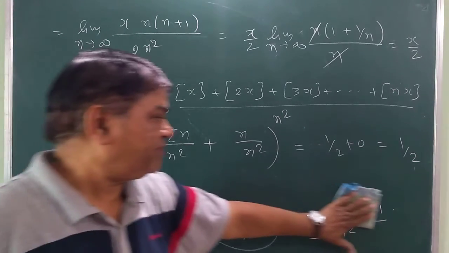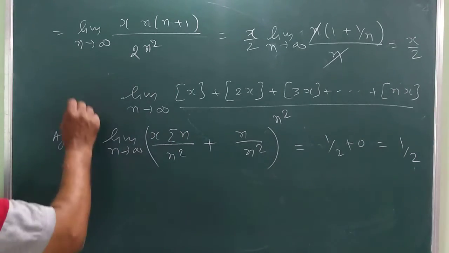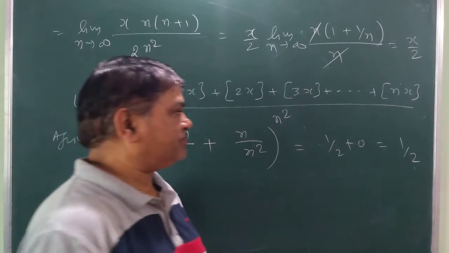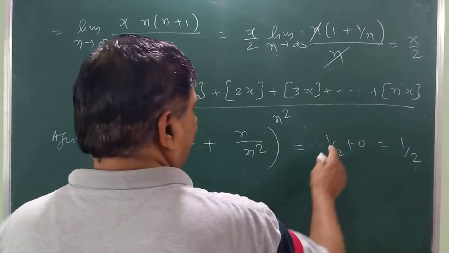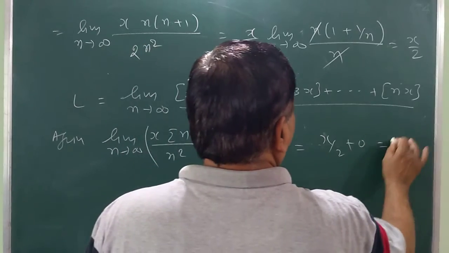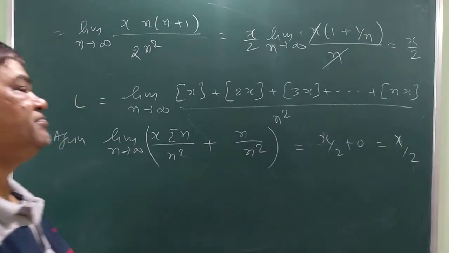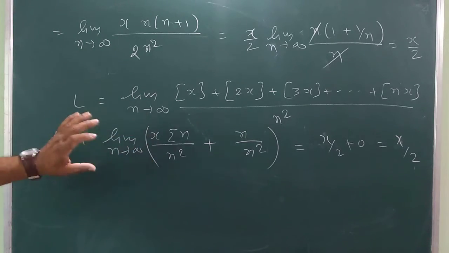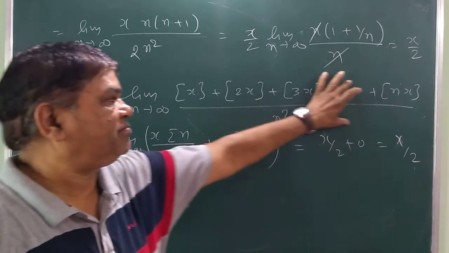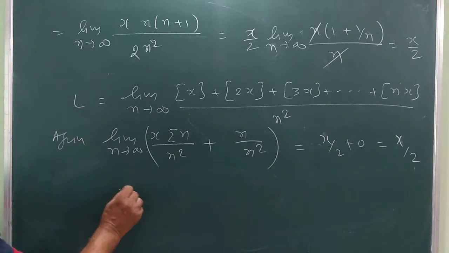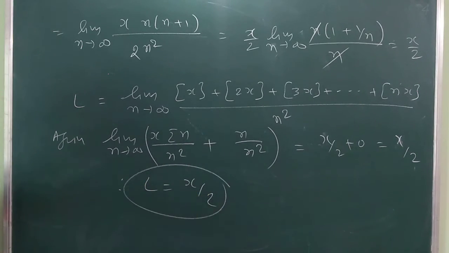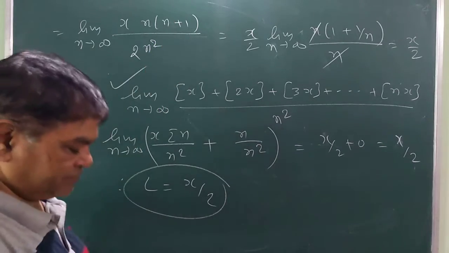So what is the value of this limit L? So according to sandwich theorem, here this is x by 2. According to sandwich theorem, when the limits of this and this are equal, so this is also the value of the limit, this one. So L is equal to x by 2. This is the answer of this limit.